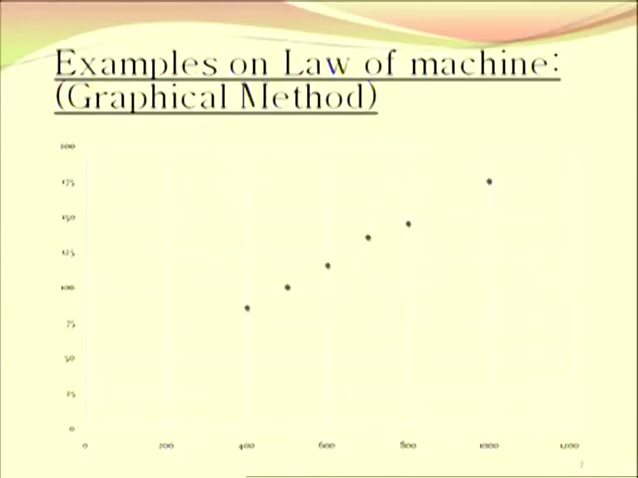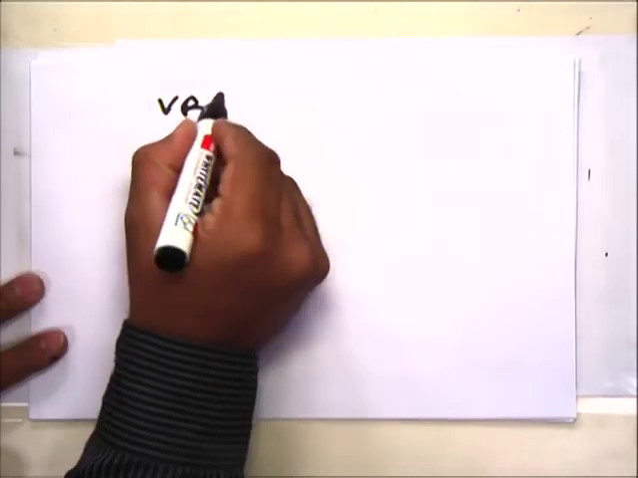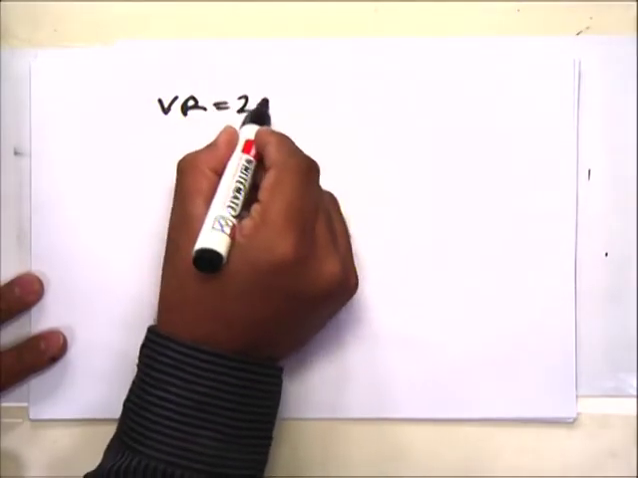Now in an example it is required to calculate the efficiency of the machine. For that purpose what we need is velocity ratio, P and W. So for that purpose, calculating from that, we can say the velocity ratio which is given is 20.